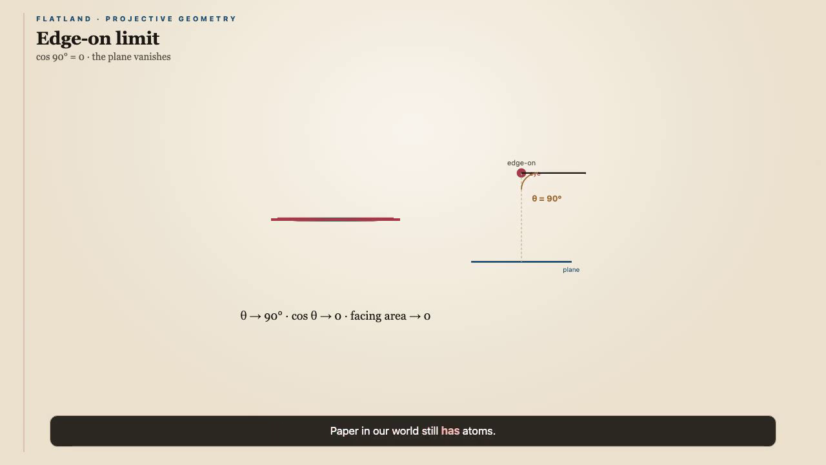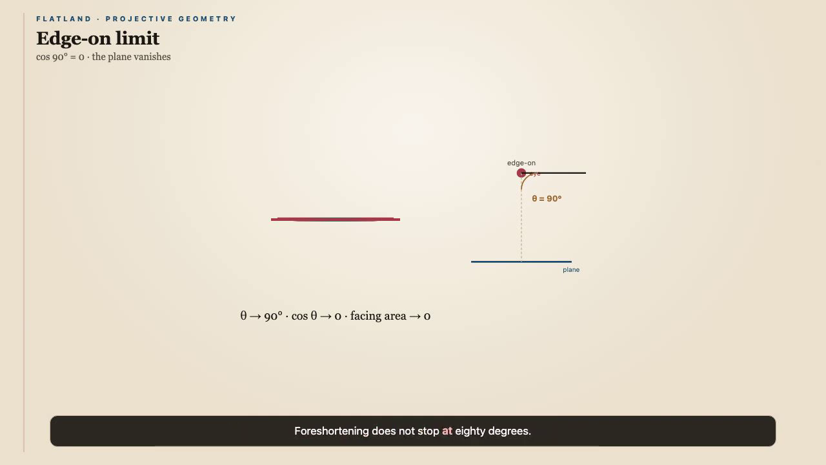Paper in our world still has atoms. A true plane does not. That is the vanishing plane. The cross-section of sight with a set of 0 thickness has measure 0 in our view. In measure theory language, a set can be non-empty and still contribute nothing to area on the image. Flatland idealized is such a set when you look along it. Real ink has width. Real paper has fibers. The idealization is still useful because it marks the limit of the cosine story.